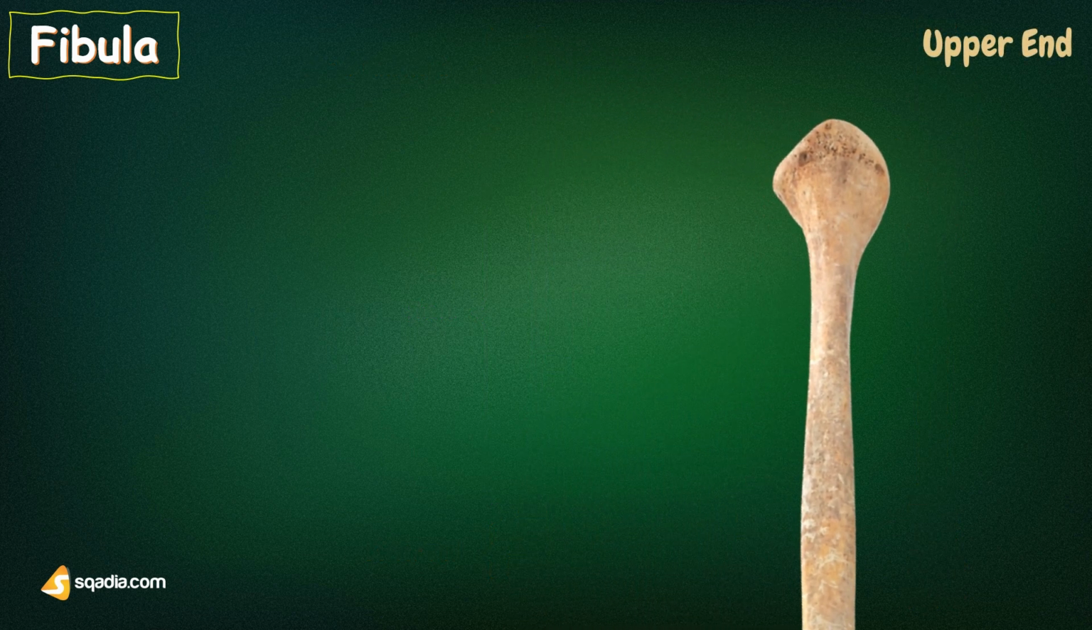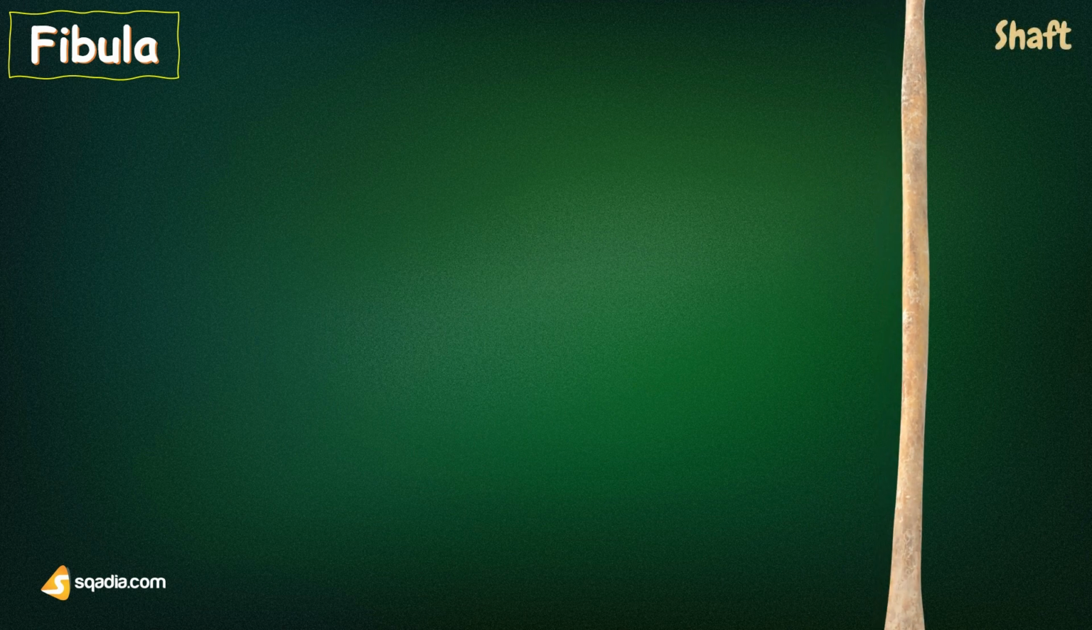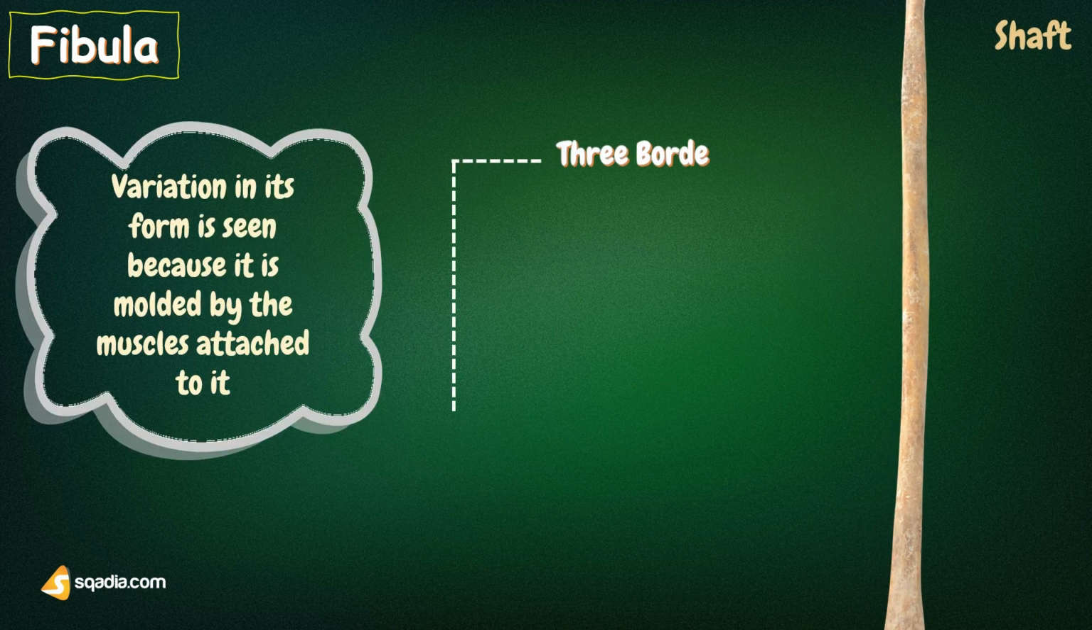If we look closely at the upper end, the head of the fibula is slightly expanded in all directions. The apex of the head, or the styloid process, projects upwards from its posterolateral aspect. The constriction immediately below the head is known as the neck of the fibula. The superior surface bears a circular articular facet that articulates with the lateral condyle of the tibia, forming the proximal tibio-fibular joint.